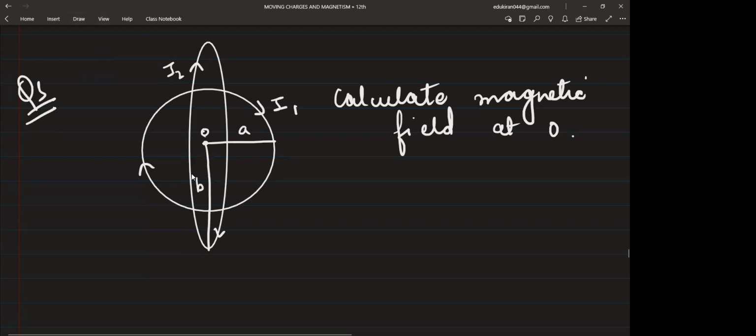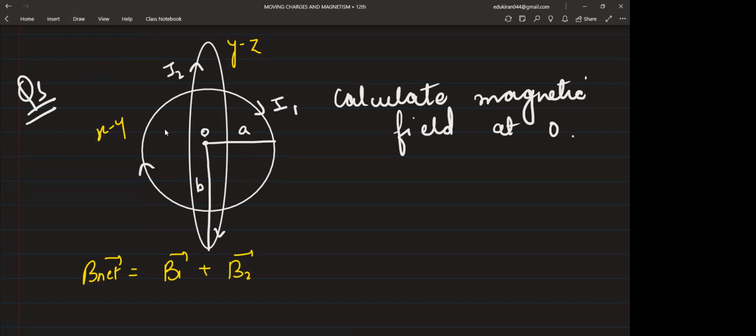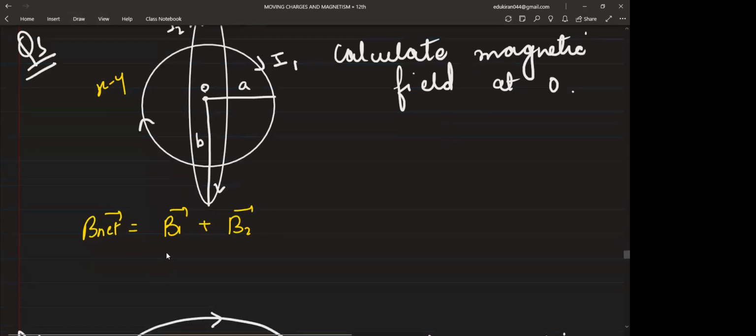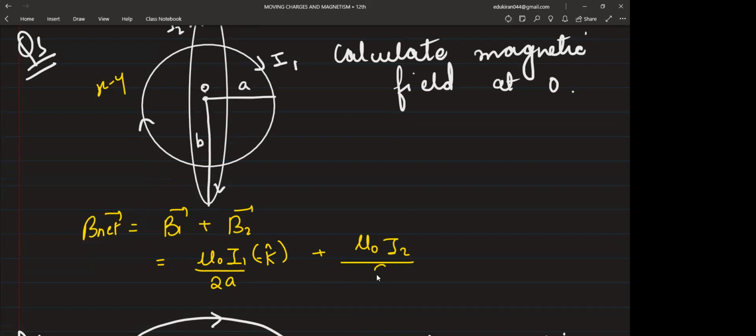See, class, these are two circular loops only, right? The first one is kept in the xy plane, and the second one is kept in the yz plane. That is the difference. So when we are calculating the net magnetic field, it is B1 plus B2. First, ring I1 with the radius A. So this is the circular loop. What will be the formula? This will be mu naught I1 by 2A. It is clockwise, so minus K cap. Plus, what about B2? Same, mu naught I2 by 2B.